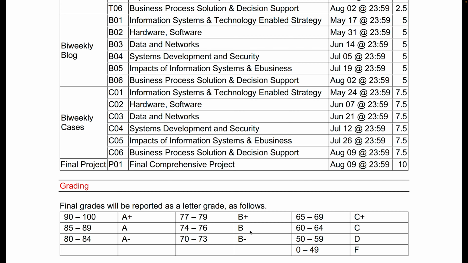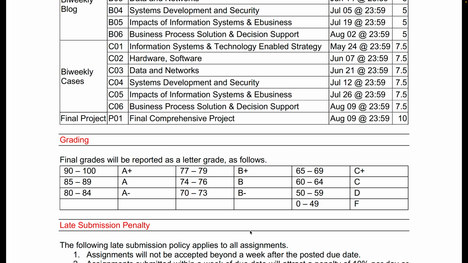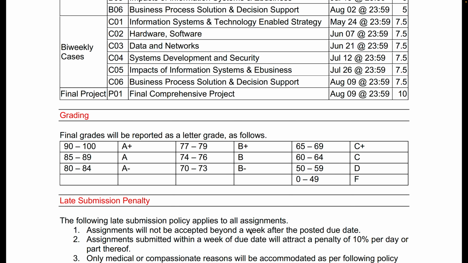And of course, the grading will be the standard grading at UNB. 80 and above is A, 70 and above is B, 60 and above is C. Of course, with the respective sub grade levels, and 50 to 60 is D, and anything below 50 is F.